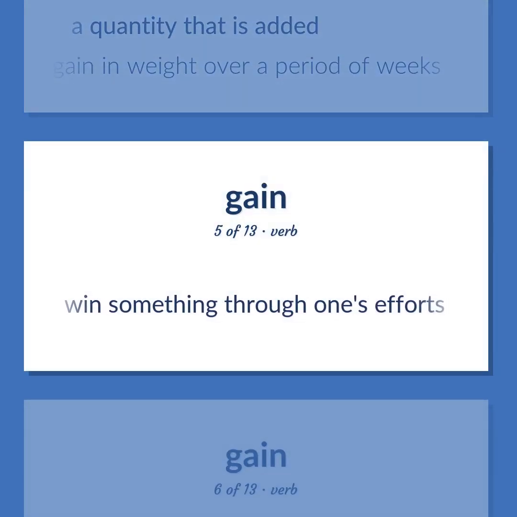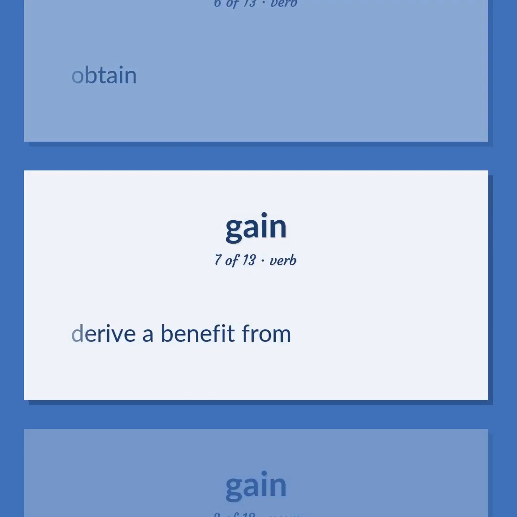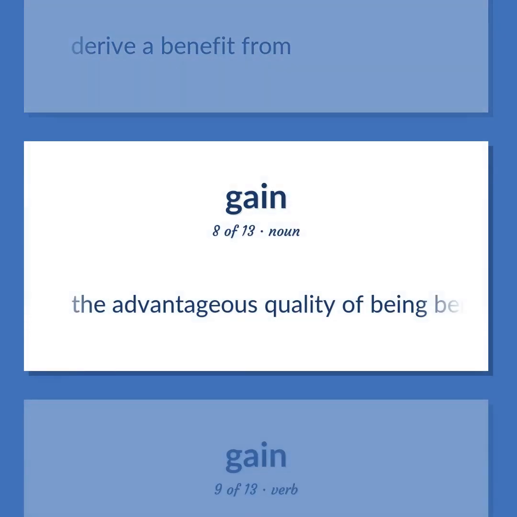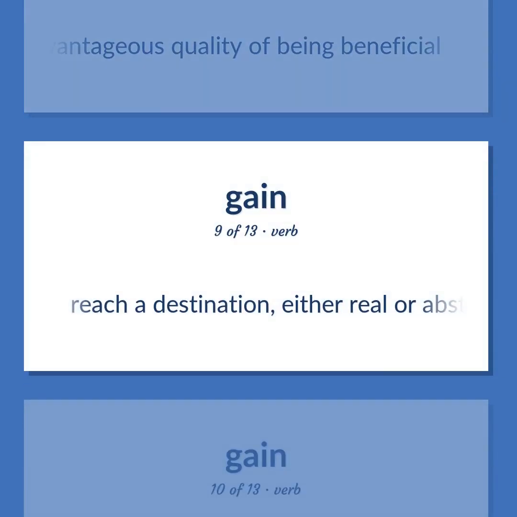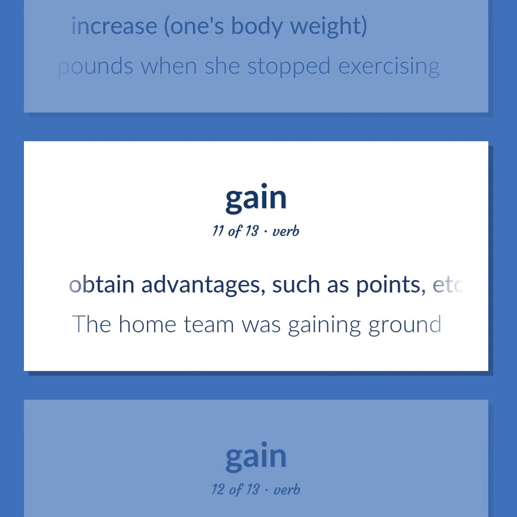Win something through one's efforts. Obtain. Derive a benefit from. The advantageous quality of being beneficial. Reach a destination, either real or abstract. Increase one's body weight. She gained 20 pounds when she stopped exercising. Obtain advantages, such as points, etc. The home team was gaining ground.